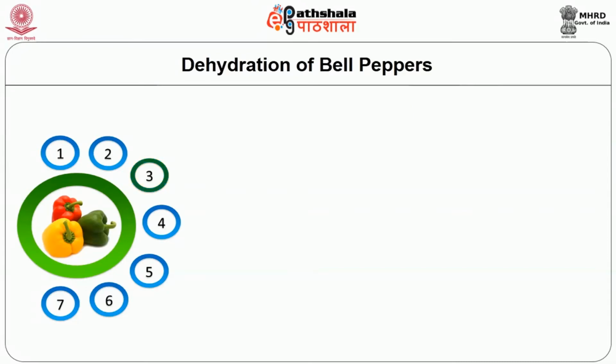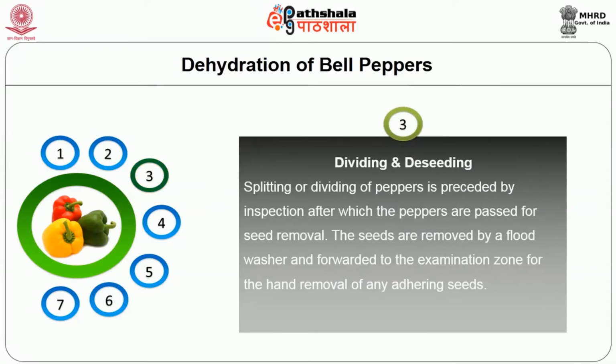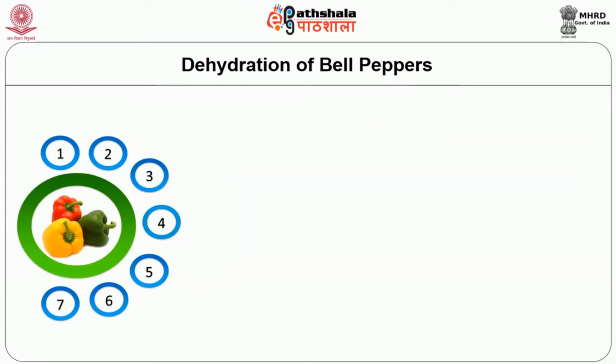Dividing and deseeding involves splitting or dividing of peppers, which is preceded by inspection, after which the peppers are passed for seed removal. The seeds are removed by a flood washer and forwarded to the examination zone for the hand removal of any adhering seeds.